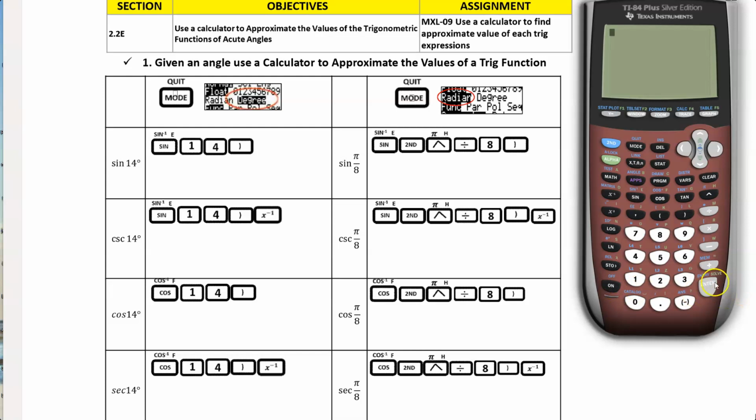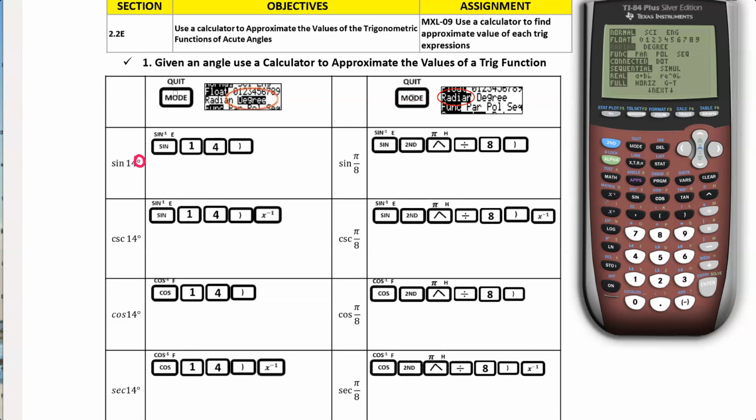So if I turn my calculator on and I go to the key, it says mode, and if I go down to the third row here, I've got a choice between radians and degrees. Anything that has the degree symbol on it, when you're looking at the problems, you've got to be sure that you've got degree highlighted as the mode. Otherwise your answers will be off.